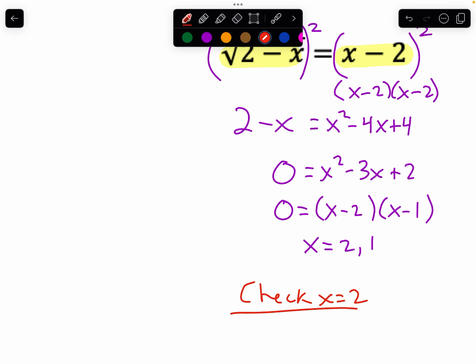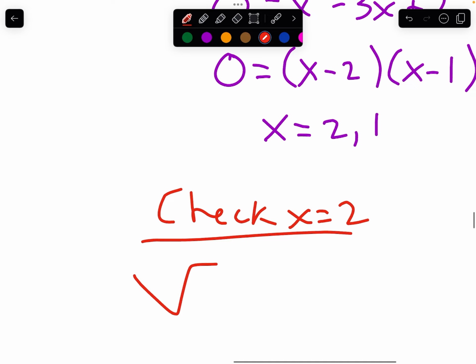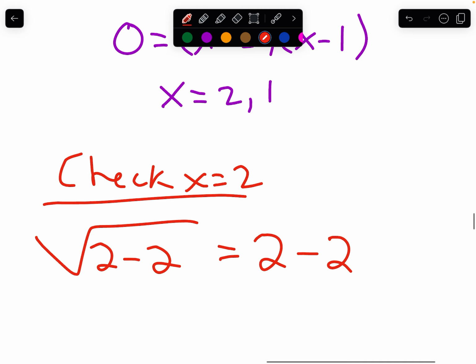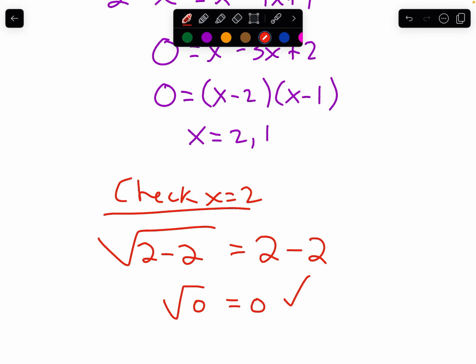So going back to that original equation, we had square root of 2 minus x on this side, and I'm plugging 2 in for x. Sorry, I won't give you motion sickness here. On the right-hand side, we had x minus 2, so 2 minus 2 in this case, where we end up with the square root of 0 equaling 0, and that's a true statement. So x equals 2 works just fine.